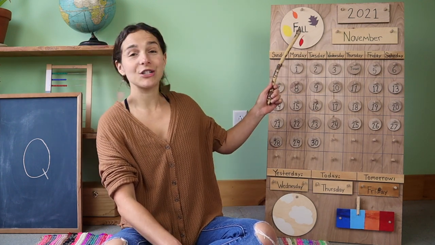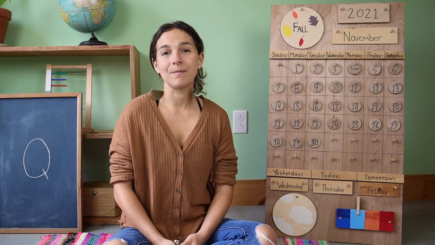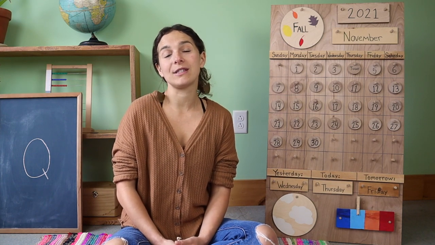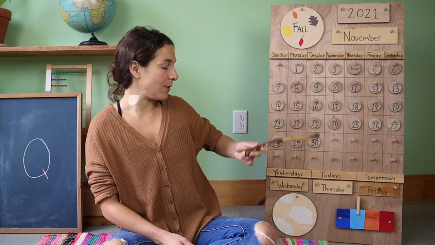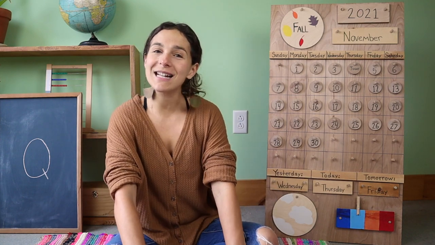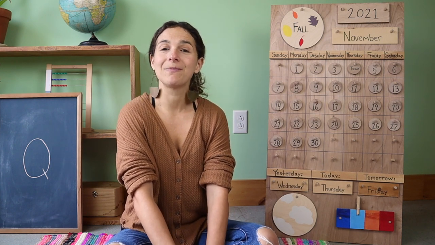Back up at the top of the chart, we have the season. What's the season, friends? Fall. That's right. But you can also say autumn. And if we travel back down to the bottom, I have a picture of the weather. So let's sing the weather song together before we share what we see outside of the window.